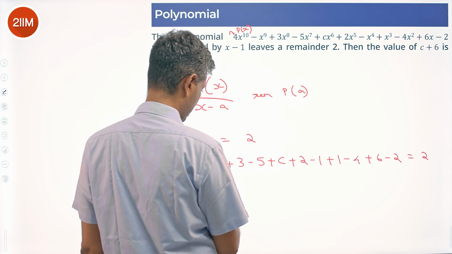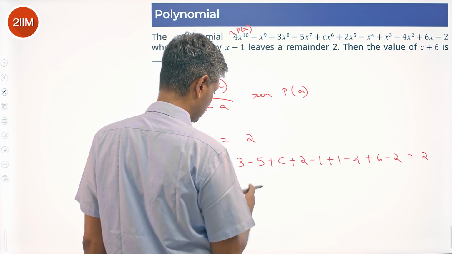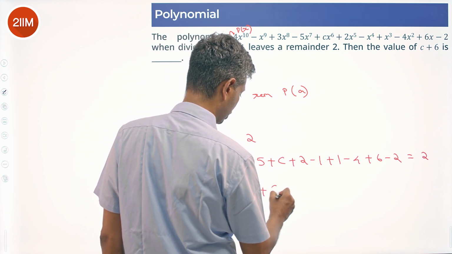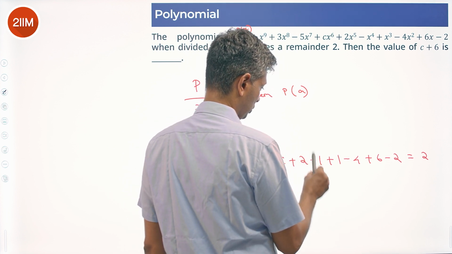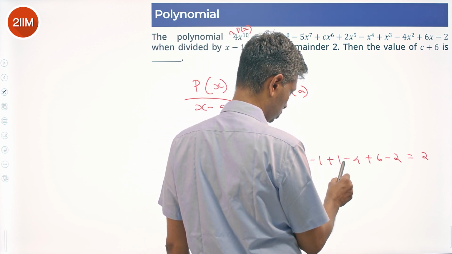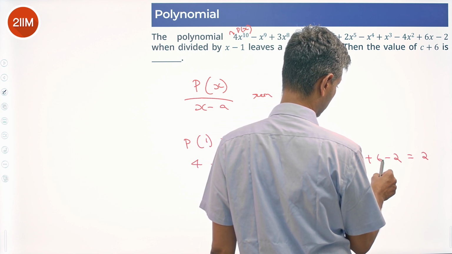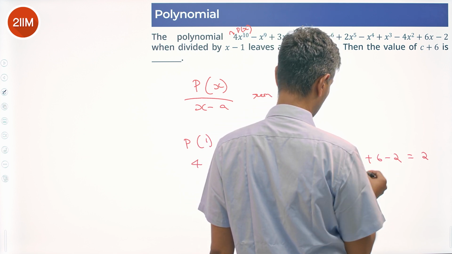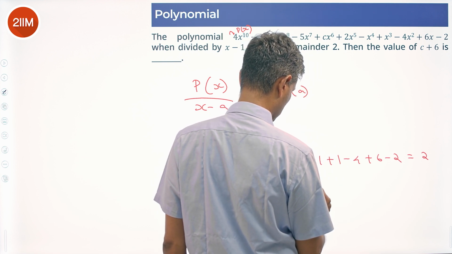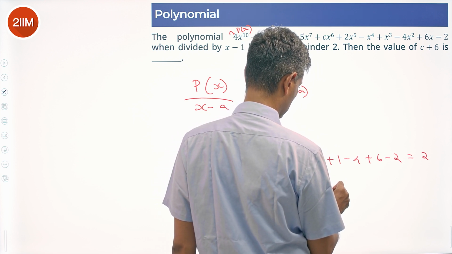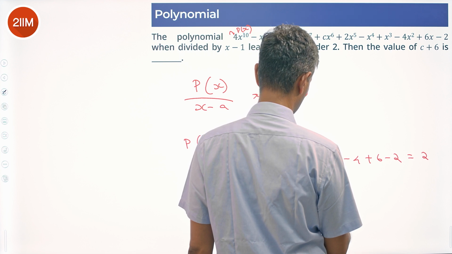4 minus 1, 3. 3 plus 3, 6. 6 minus 5, 1. 1 plus c plus 1, 2 minus 1 is 1 plus 1, 2 minus 2, minus 2 plus 6, 4. 4 minus 2 is 2, equal to 2.